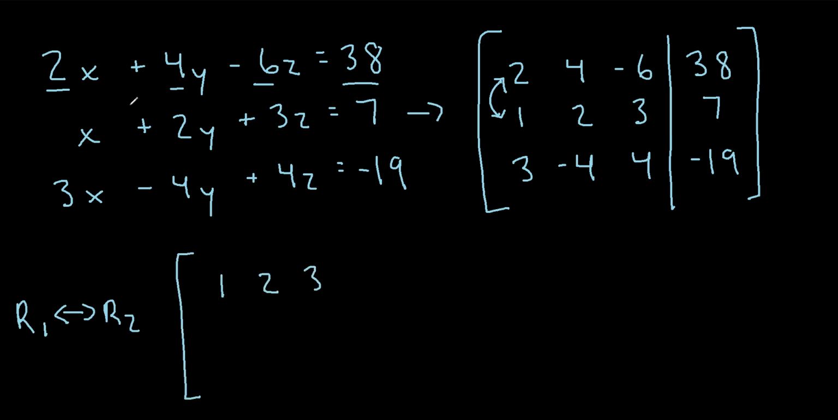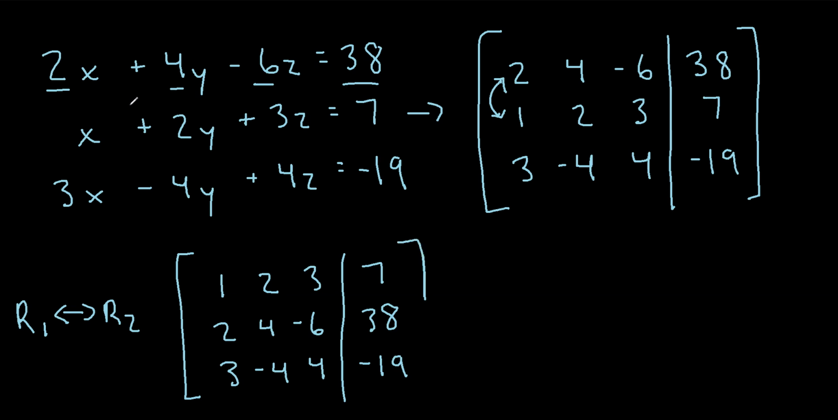We get 1, 2, 3, 7, 2, 4, -6, 38, and then the last row remains unchanged. Okay, so our first pivot entry is going to be the first non-zero value in the first row. So that's this 1 right here. Remember, we want to make all zeros below and above the pivot entries. So we want to convert this 2 to a 0, and we want to convert this 3 to a 0.